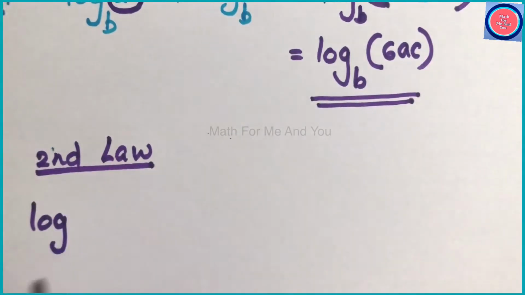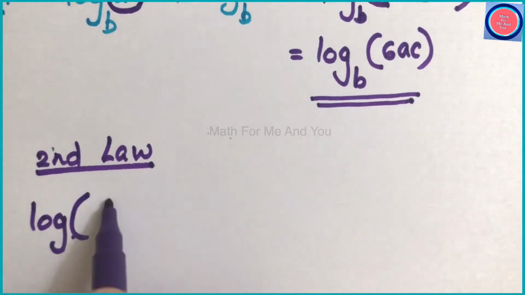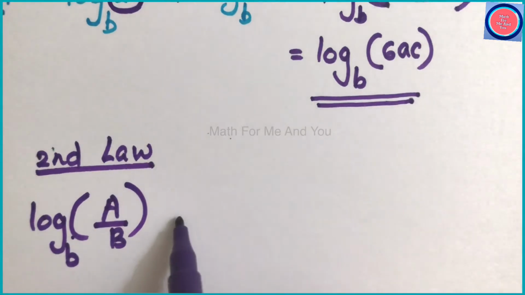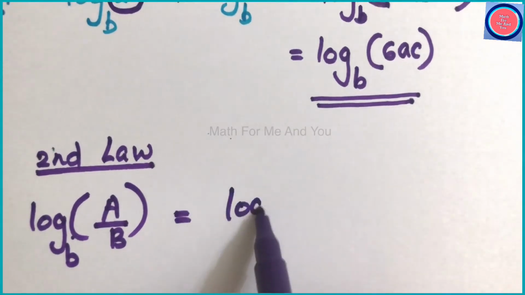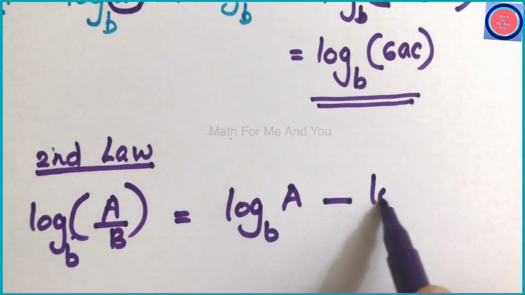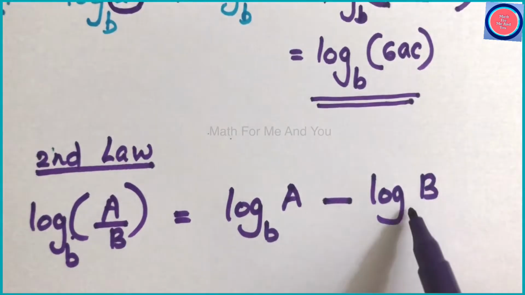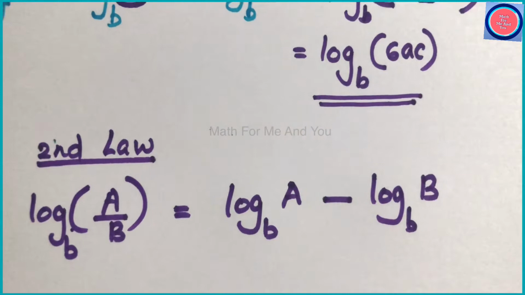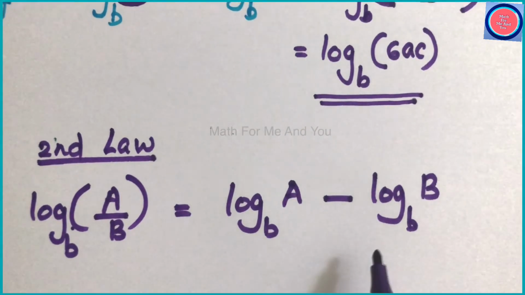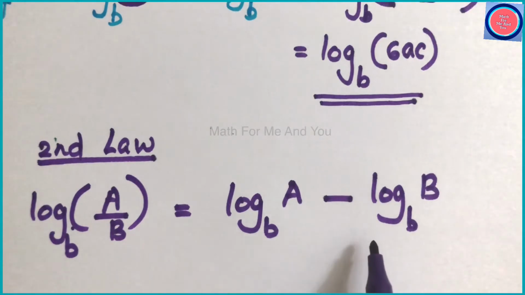The second law is log of a over b to the base b, where over means division, is equal to log a to the base b minus log b to the base b. This means when we put a logarithm to a over b, we get the result log a to the base b minus log b to the base b.